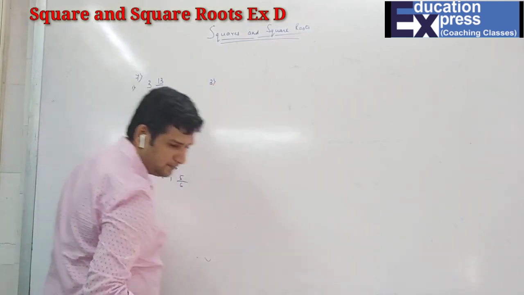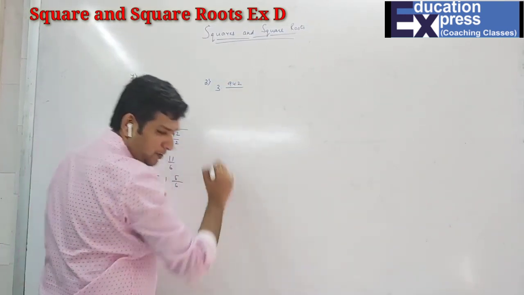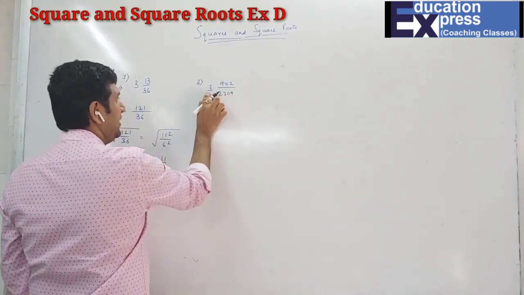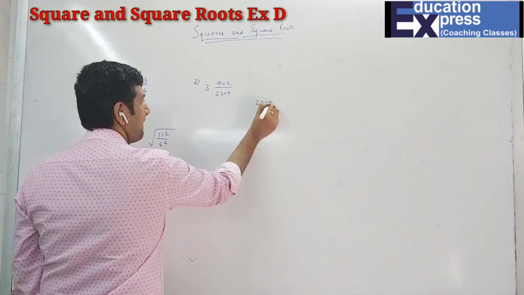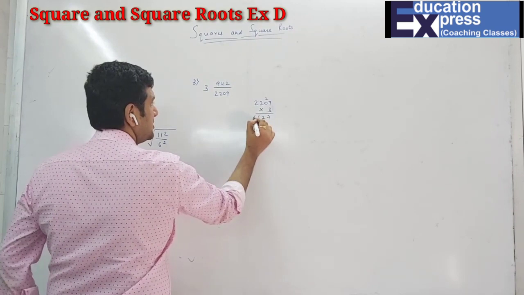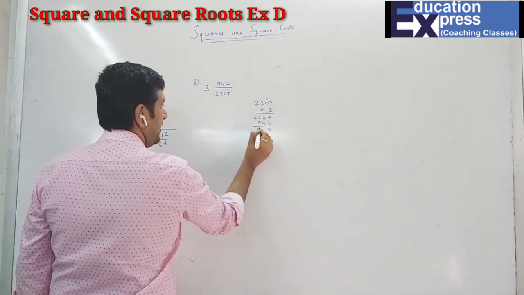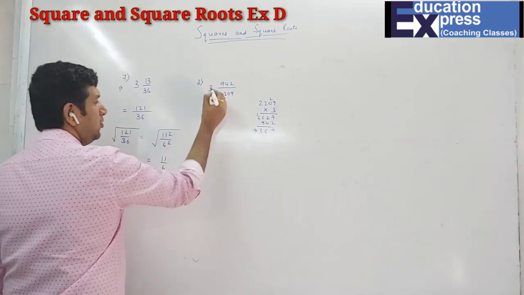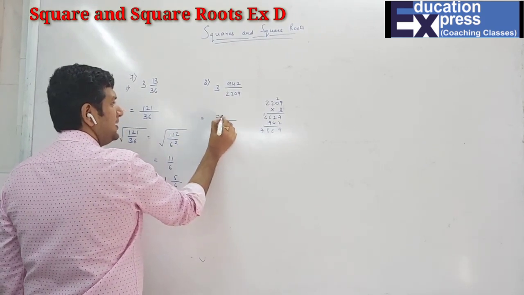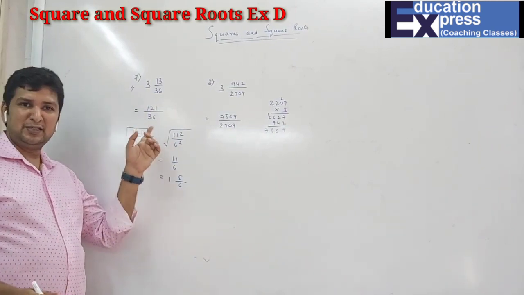Third part. 3, 42 upon 2209. Again the same thing, students. 2209 into 3. 9 threes are 27, 3002, 306, 6 plus 942, 9651. So students, you know that after converting this mixed fraction into an improper fraction, the answer will be 2209 and 7569.